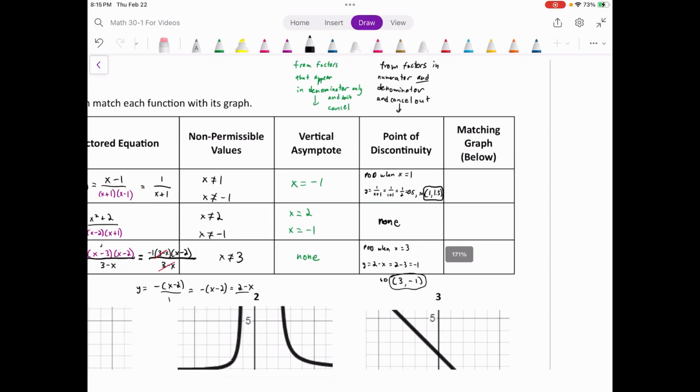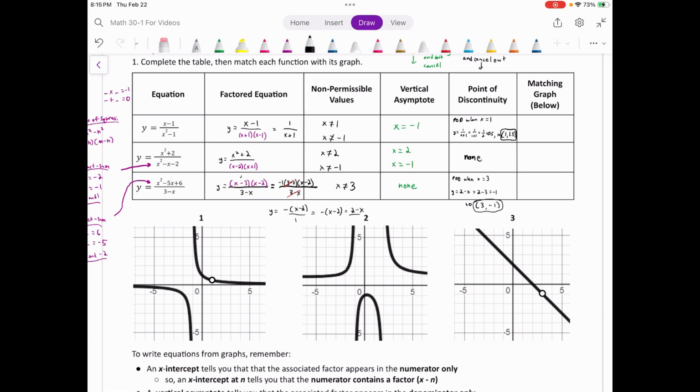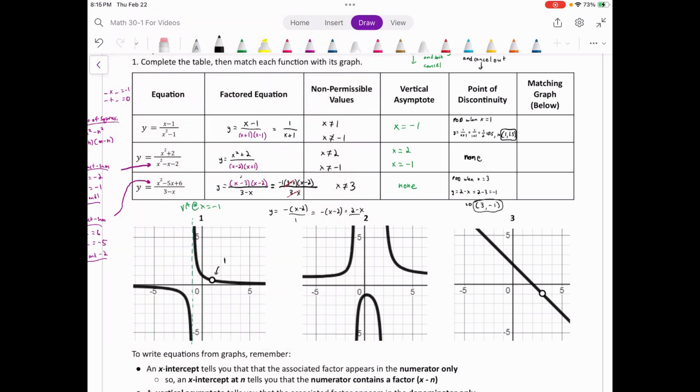Okay, and now let's match each graph. So graph 1, what does it match? Well, graph 1, I'm noticing a point of discontinuity at x is 1, y is about 0.5. I'm noticing a vertical asymptote. It looks like our vertical asymptote is at x equals negative 1, right? Vertical asymptote at x equals negative 1. With a point of discontinuity at 1, I feel pretty good about saying that's at 1.5 for the y-coordinate.